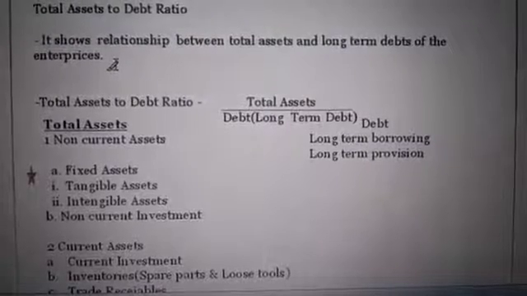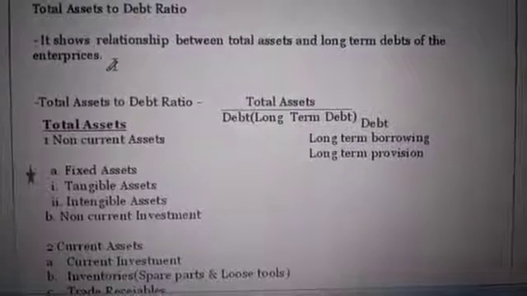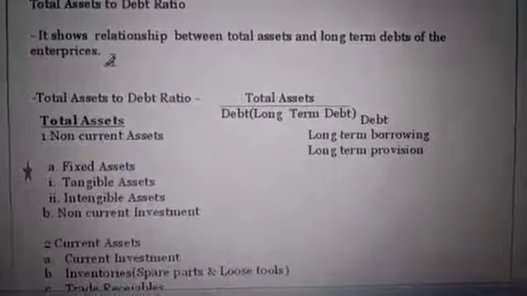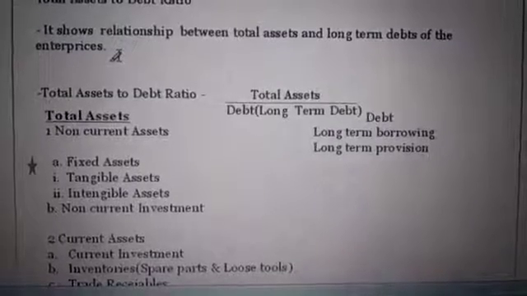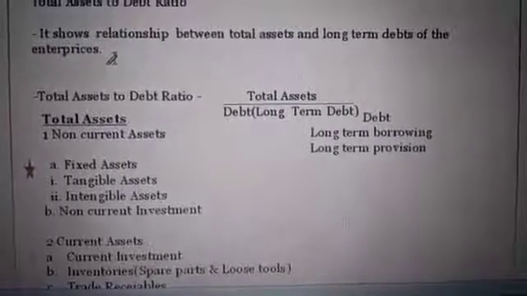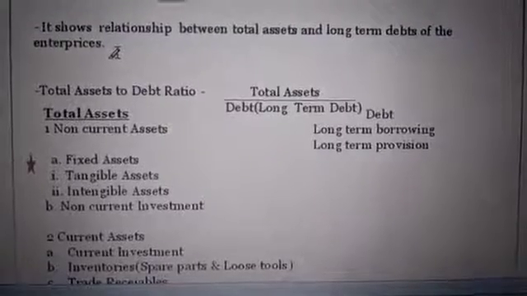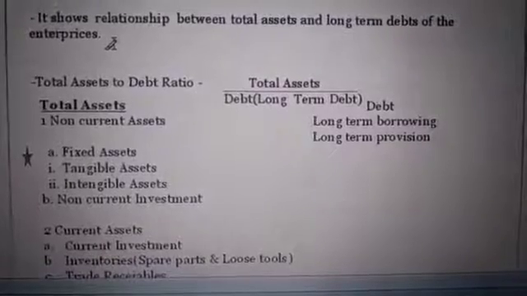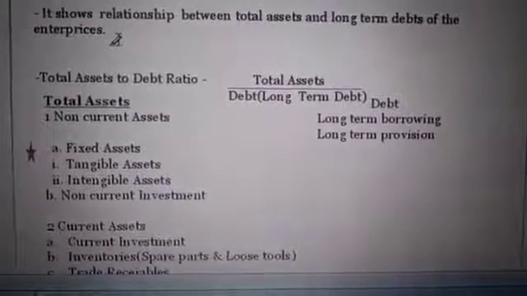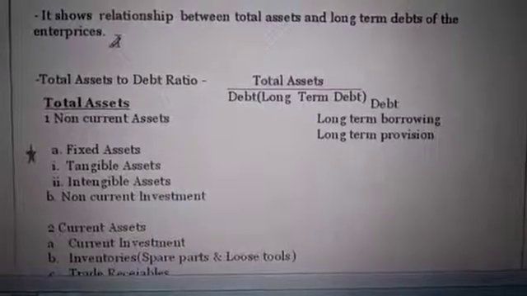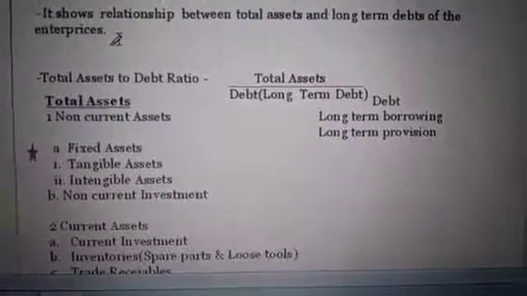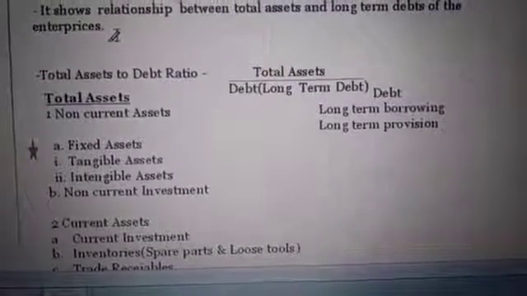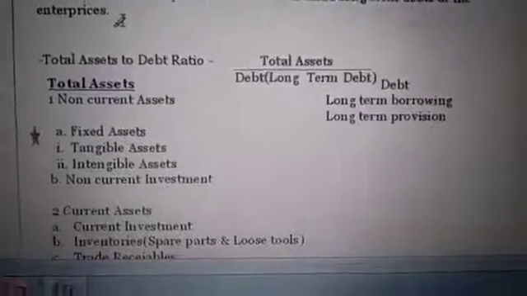Let's see the formula of this. So total asset to debt ratio is equal to total asset divided by debt. What is debt here? Again the same thing: long term debts, the loans which are for more than 5 or 6 years. So the debts will be the same. Total asset will be all the fixed assets, all the current assets, all that we have seen before. All the non-current assets, all the non-current investments and current assets.